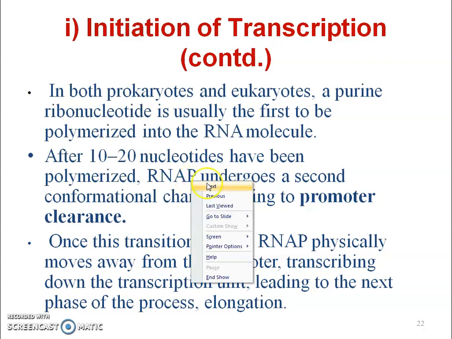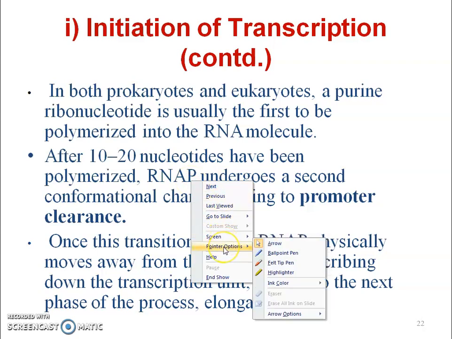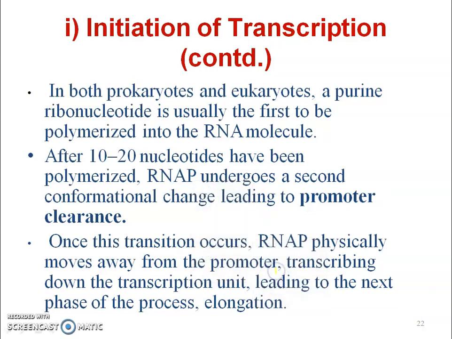So first of all, what happens? The purine is made. The purine means those which have two rings. So it is either an adenine or a guanine. Guanine is made. Okay.